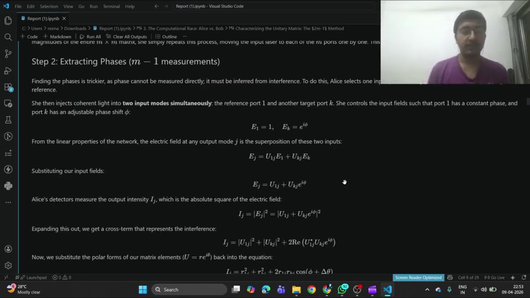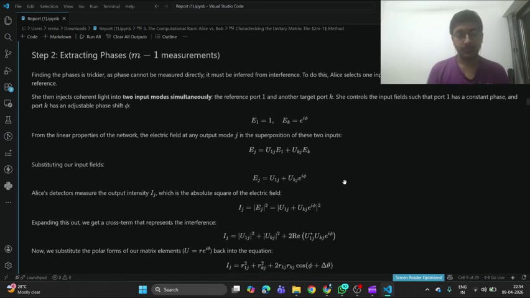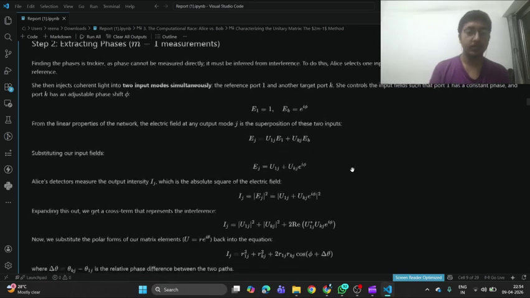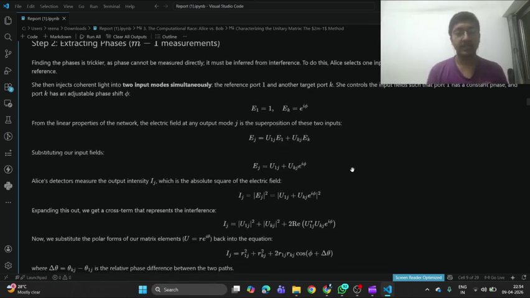For extracting phases, Alice will let two coherent lights into two input modes simultaneously. One of them will be the reference port, which is assumed to be in port 1 in this case, and the other port will be varied. Now, again for mathematical simplicity, we have taken the two coherent lights to be 1 and e to the power i phi.